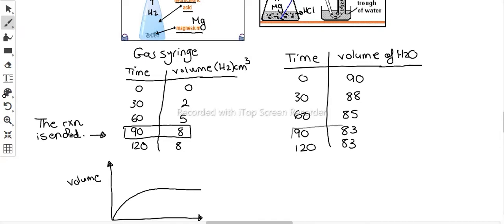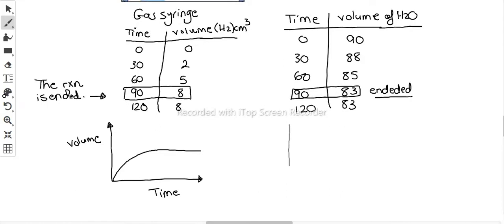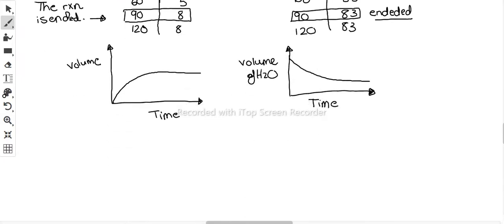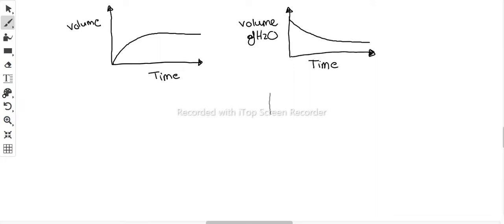So another time, the chemical reaction reaches completion at 90, so it ended. So this is the total time taken for the reaction to end. If we want to go through the graph, we can draw the relationship between the volume of water and the time. In this situation, the shape of my graph will be decreasing within time, then it will become constant like this.